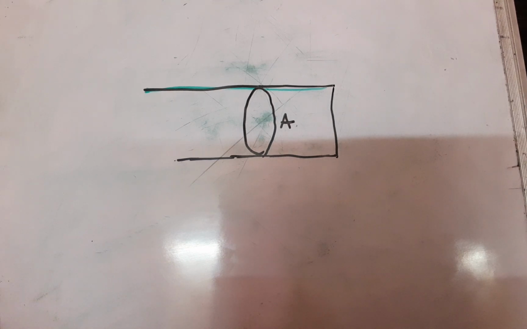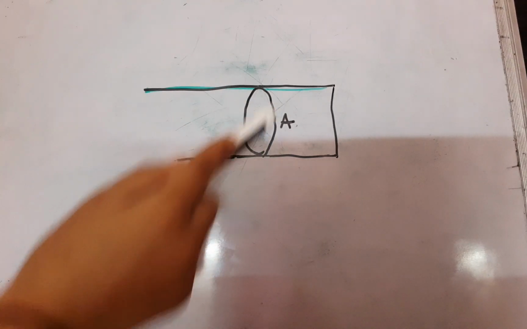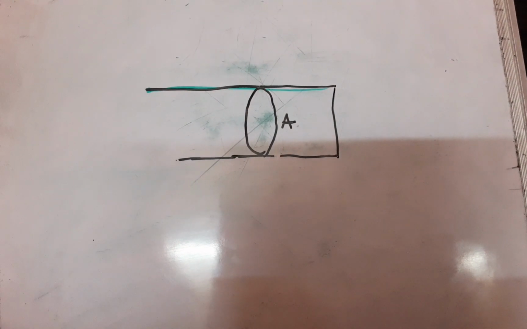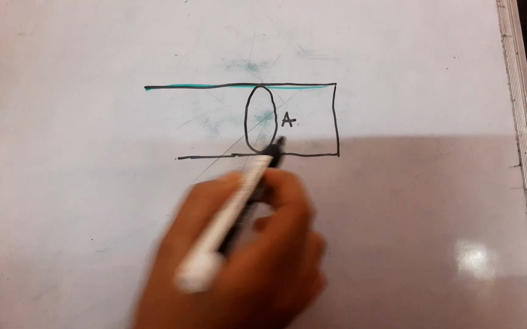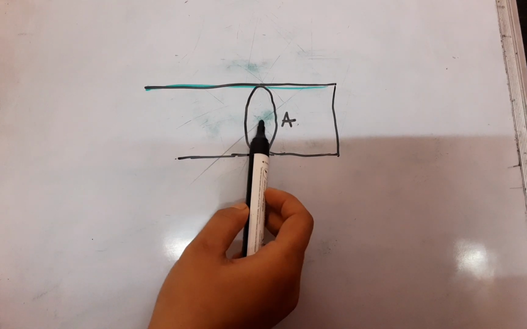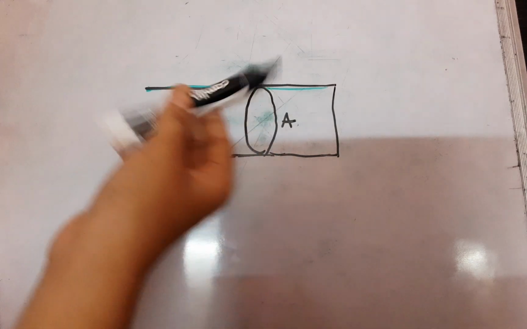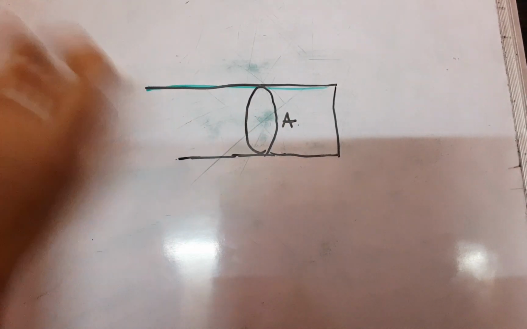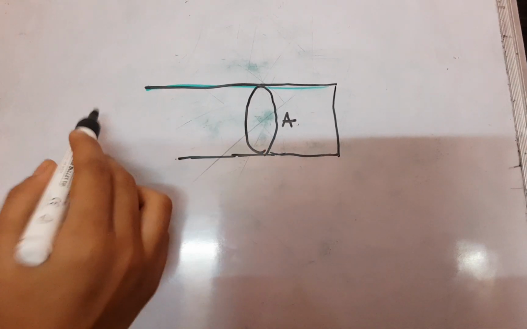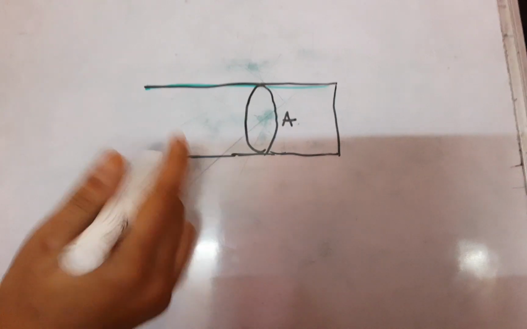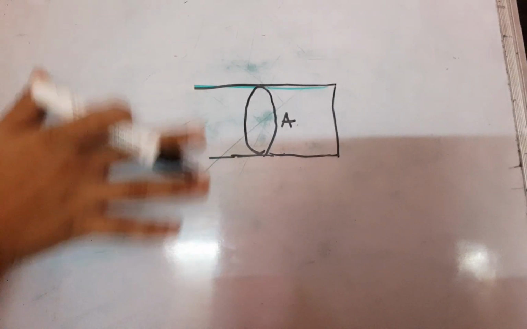So this is your object, and this is the circular area of it. Okay, so now what is happening? A force is applied in this direction. So what will happen? Suppose this was your original object, like this.